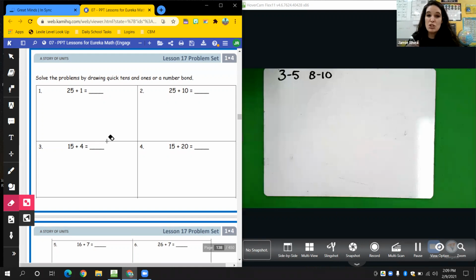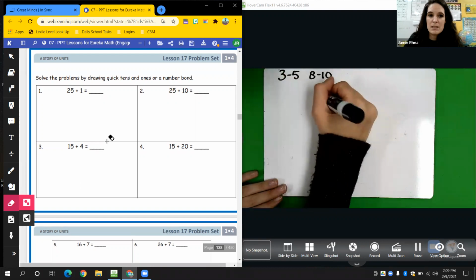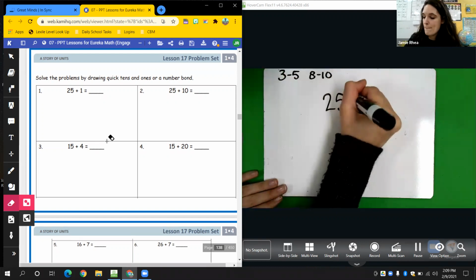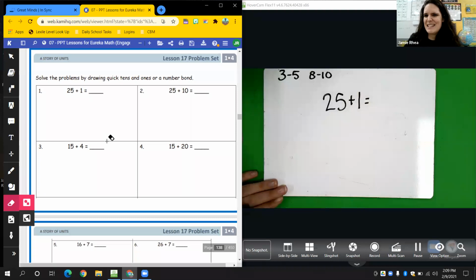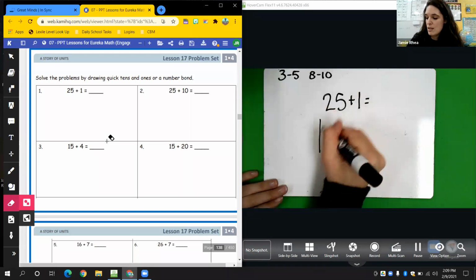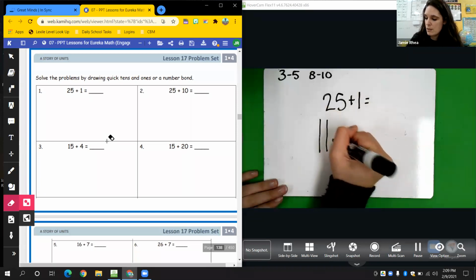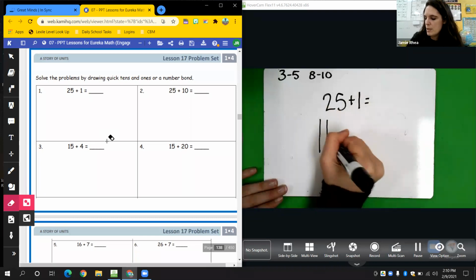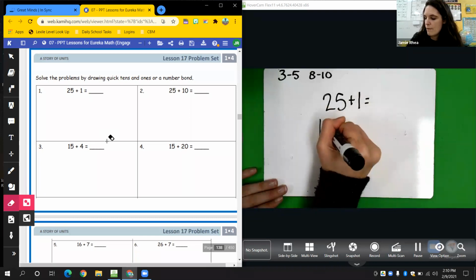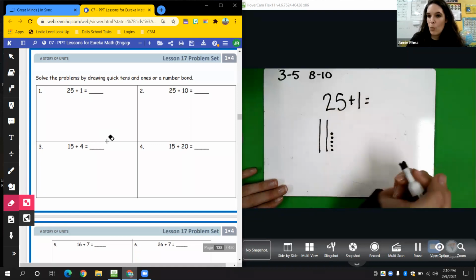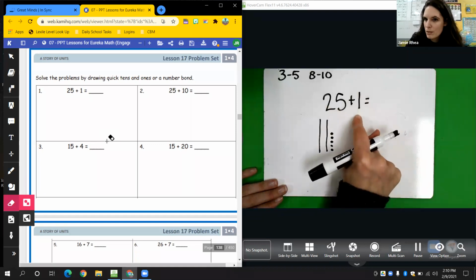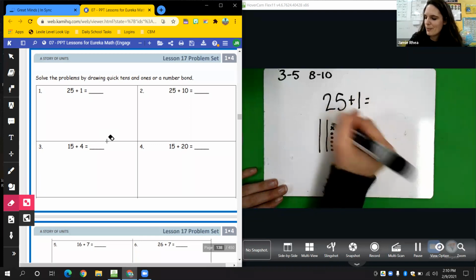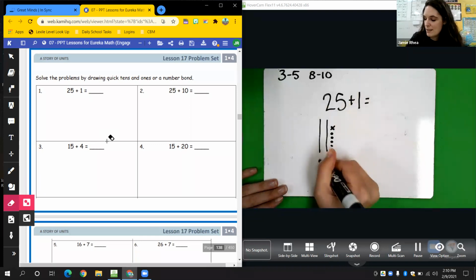So let's look, since you don't have to do 1 and 2, let's look at those. So number 1 says 25 plus 1. Now that's kind of easy. Let's do that. 2 tens, 5 ones. Uh-oh, that's sloppy. They're on top of each other. Let's fix that. 1, 2, 3, 4, 5. And I'm going to add 1 more. Is that a 10 or a 1? A 1.